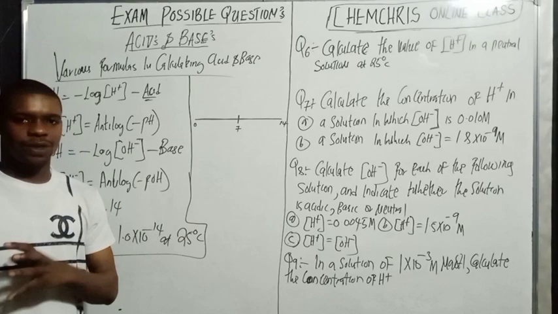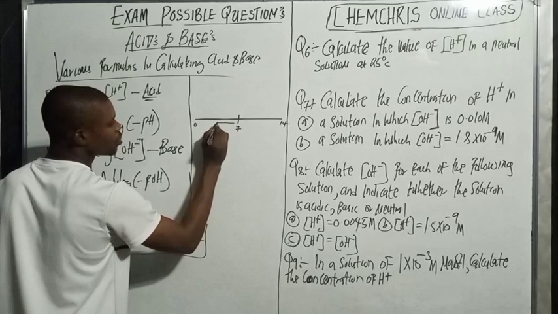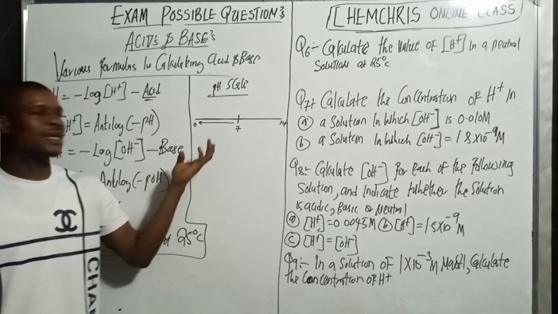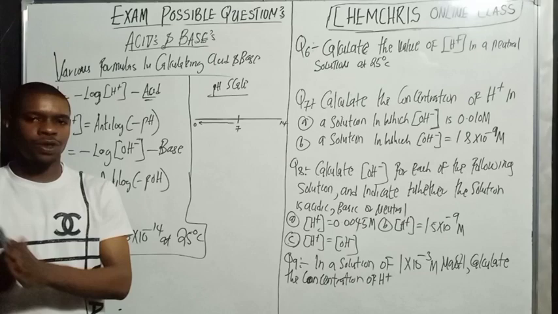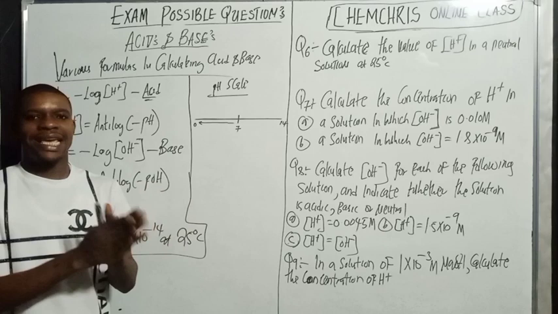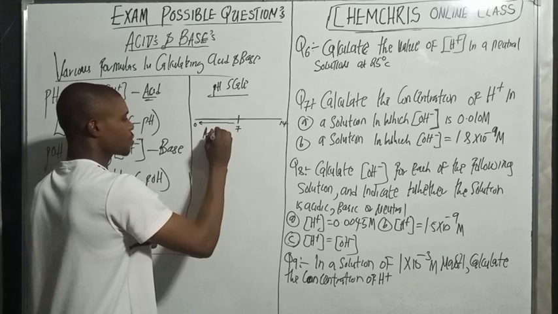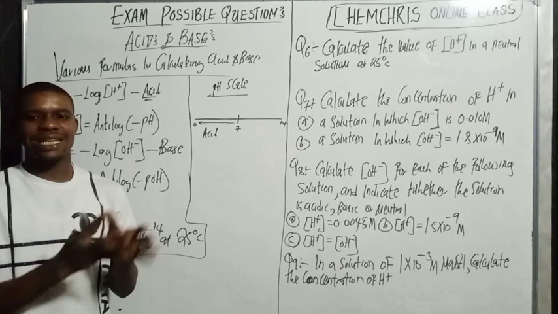Now from 6.9 down to 0, this is on the pH scale. The pH scale measures the degree of acidity or alkalinity. So from here, you know which is acid and which is base. It is the pH value that tells you whether a solution is acid or base. From 6.9 to 0, you have acid. So any solution with a pH less than 7 is an acid. Do you understand?